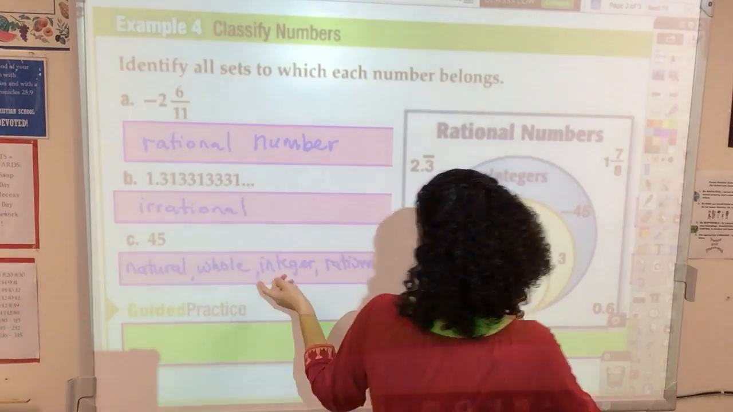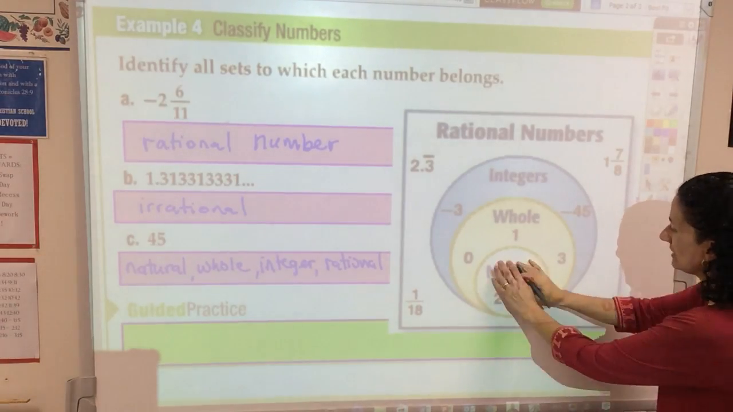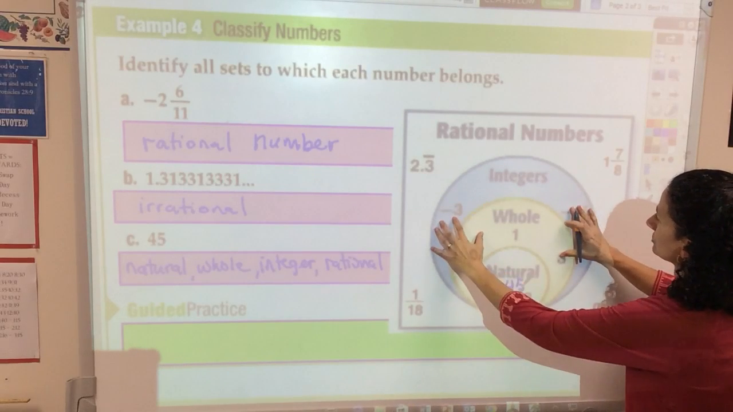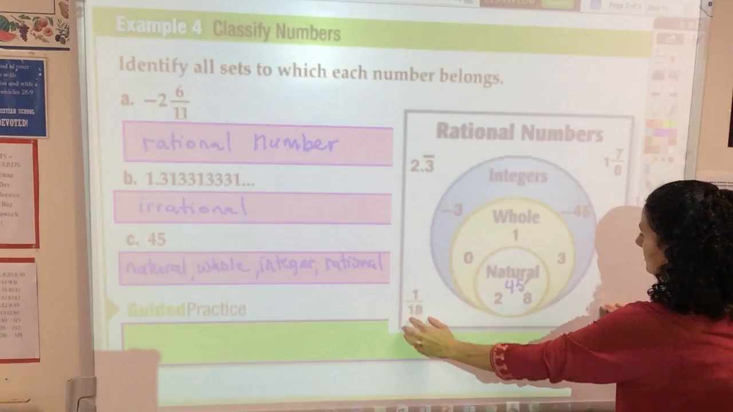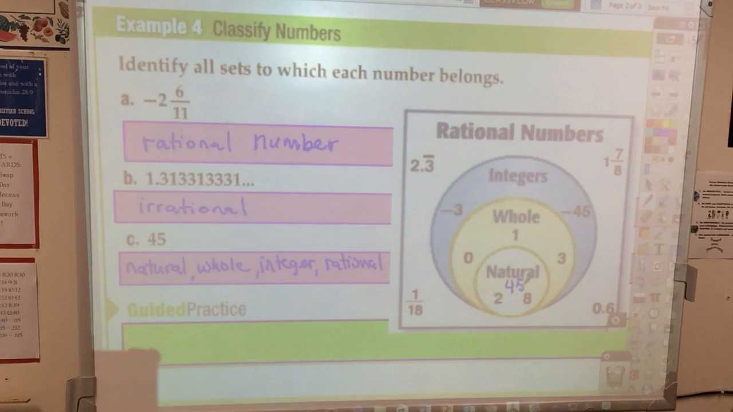If we were to put 45 into our diagram, it would fit in here, which means it's also in the whole circle, which means it's also in the integer circle, which means it's also in the square of rational numbers. I hope that makes sense.